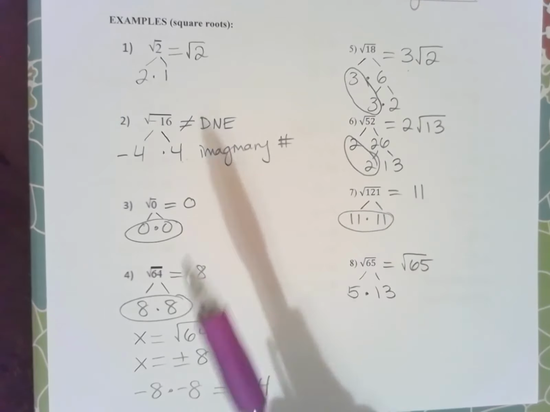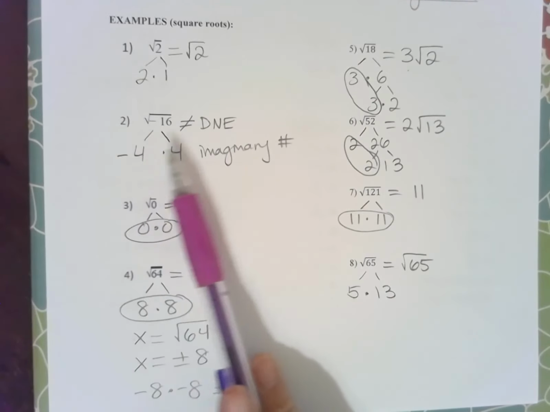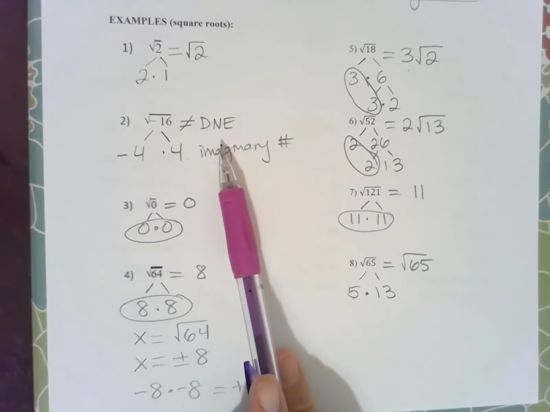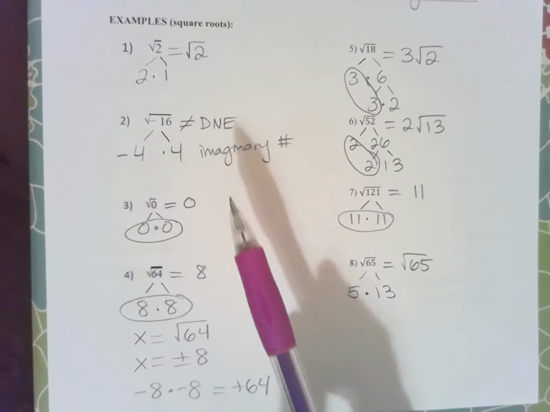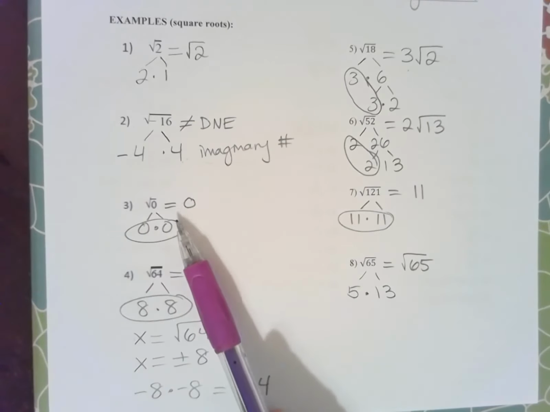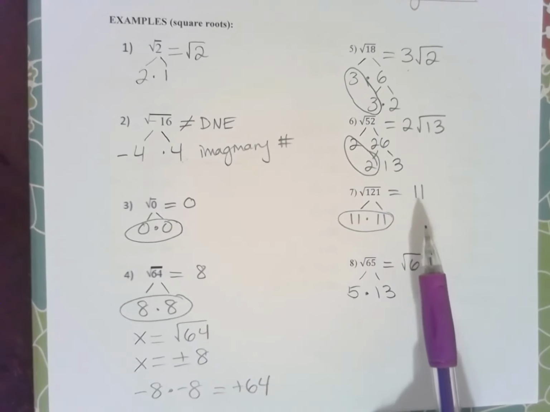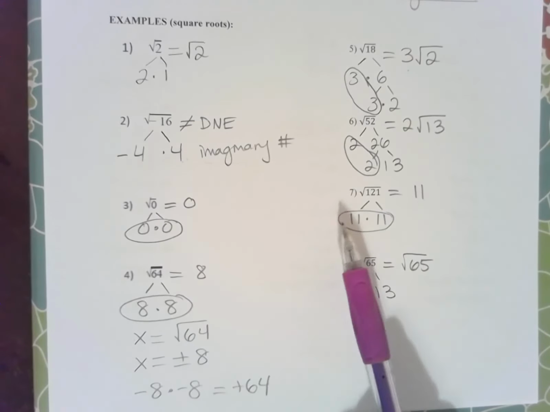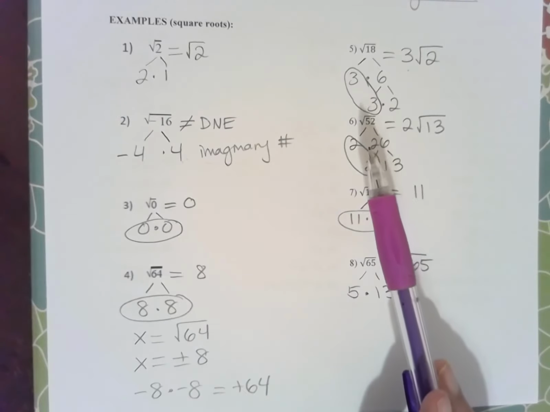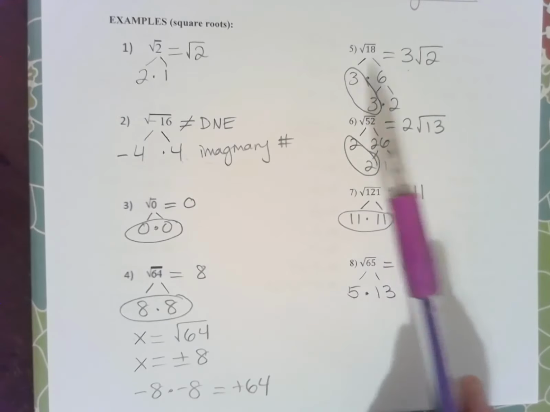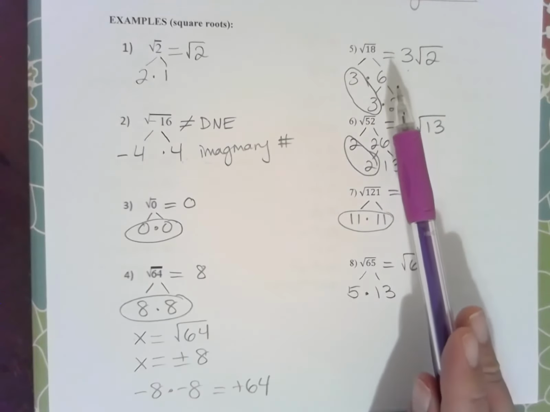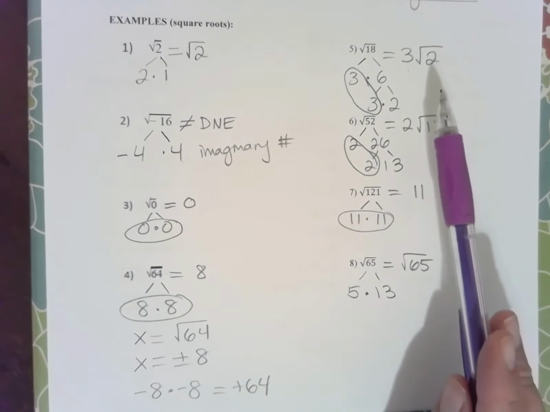If we look at number 2, you have to remember your rules that you can't take a square root of a negative. But if you look at the rest, numbers 3, 4, and 7 were perfect squares. So that's why you have a nice whole number. But number 5 and number 6, those were reduced, but you have something on the outside of the radical and you have something on the inside of the radical.